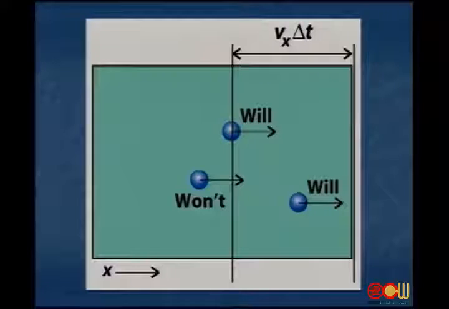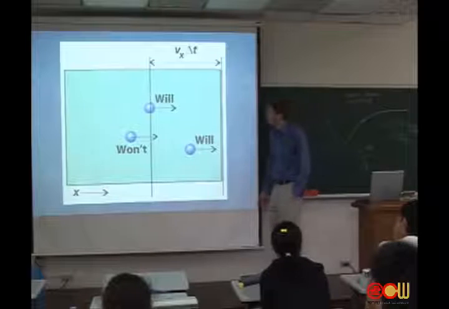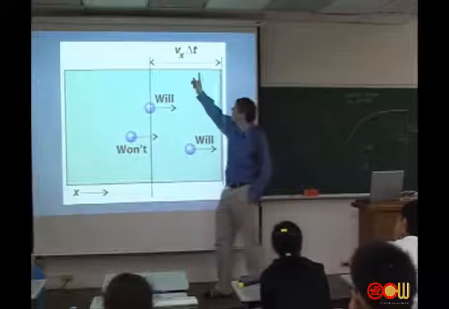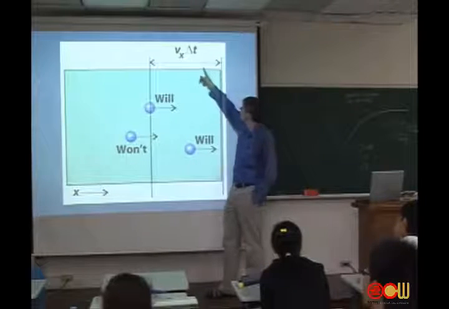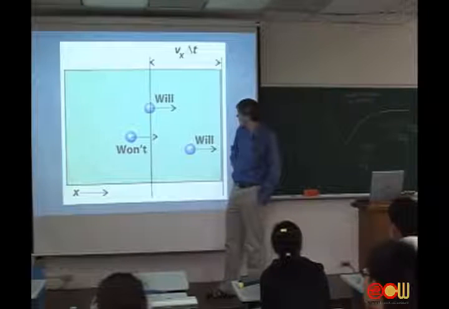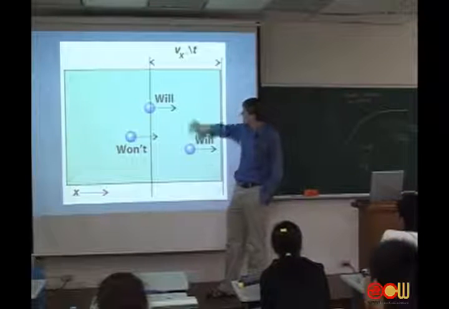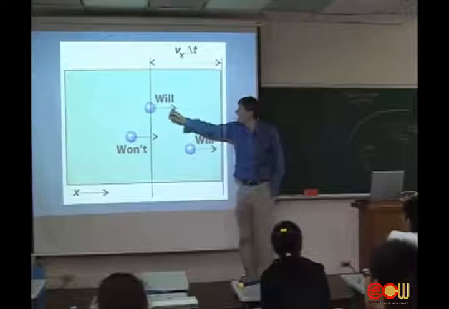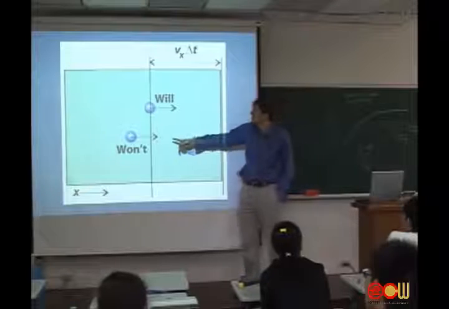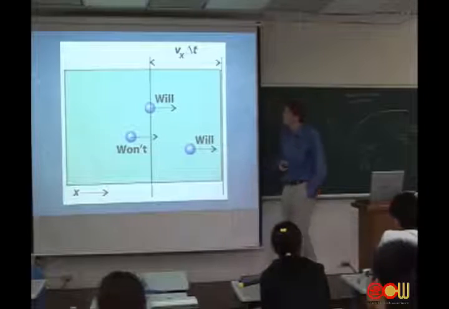Here we are calculating the number of molecules that hit the wall in some time, and we defined the length of the interval as Vx times delta t. And the idea was that everything inside at this time will hit the wall, but what is outside will not have enough time to go to the wall.